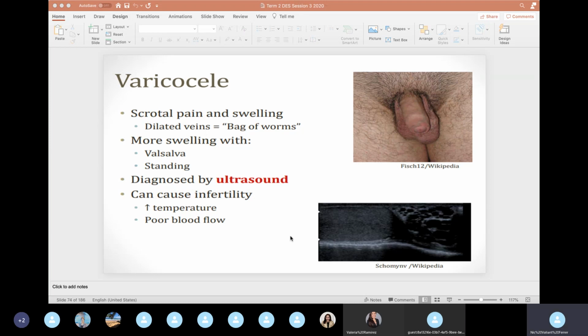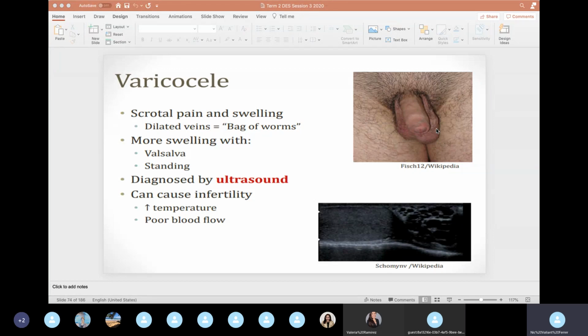All right. So varicocele, look at the image here on the upper right. So you can see the left scrotum. It's enlarged compared to the right scrotum, right? So the left one, it kind of looks like a bag of worms, right? So you have more swelling with a Valsalva maneuver or standing. This is diagnosed by ultrasound.